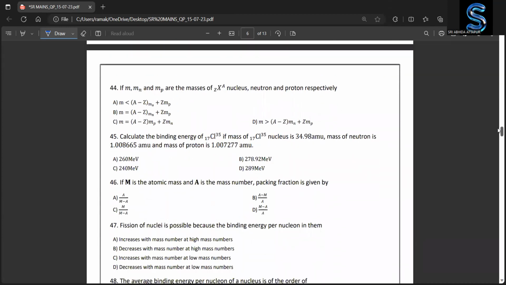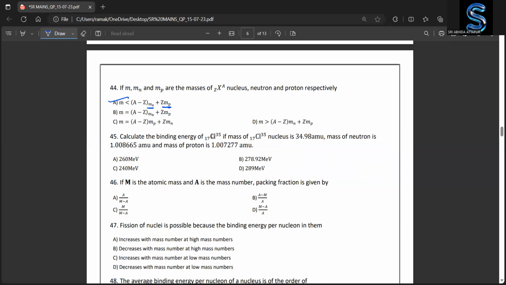Observe the next question. If M, Mn, and Mp are the masses of the X, Z, A nucleus, neutron and proton respectively, then M represents the mass of the nucleus, whereas Mn represents the mass of the neutron and Mp represents the mass of the proton. Based on that, we can represent that M is always less than (A minus Z) into Mn plus Z into Mp. So option is 1.